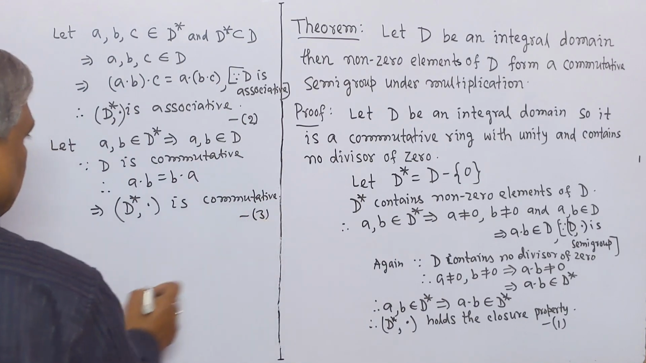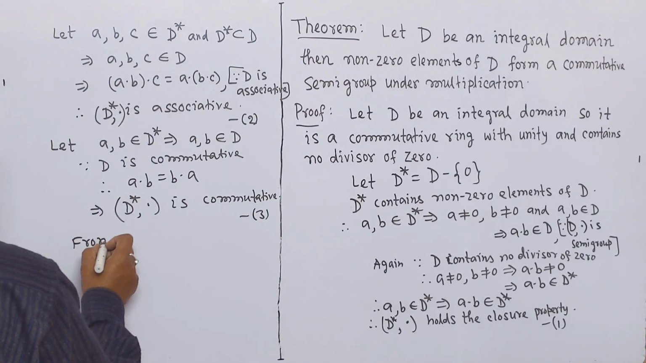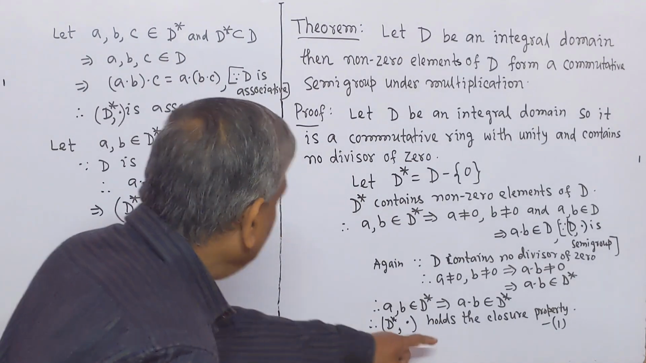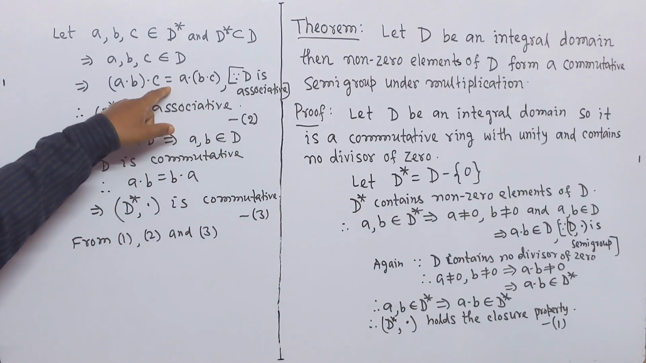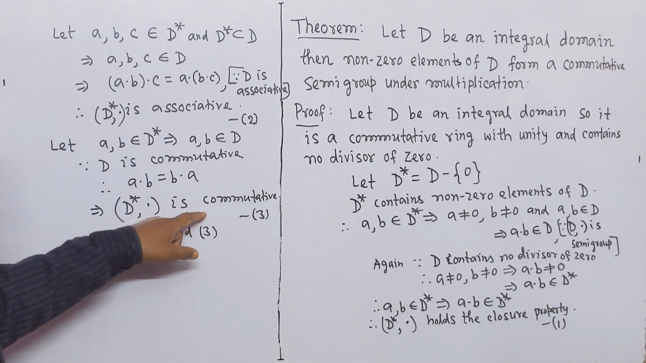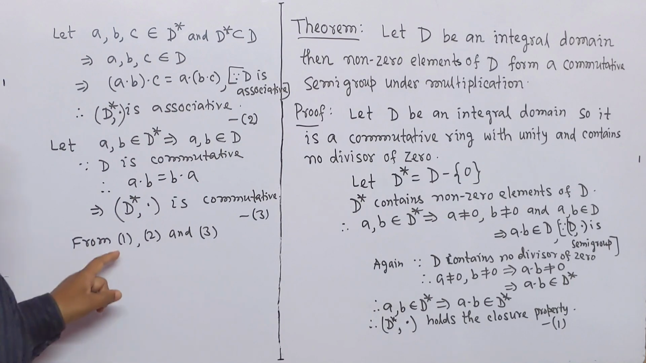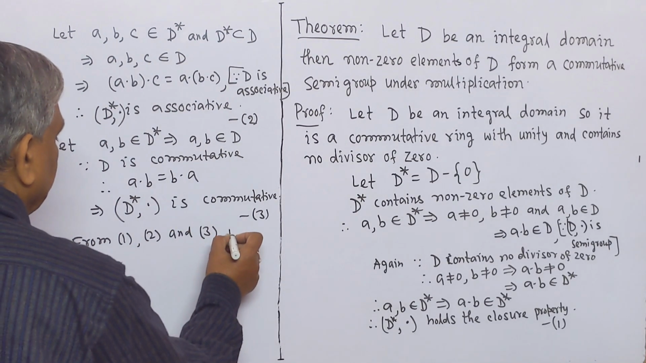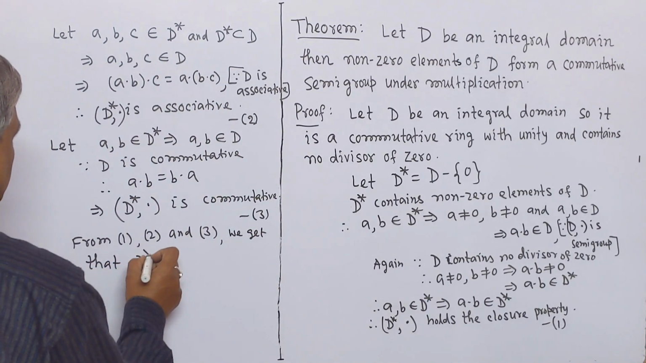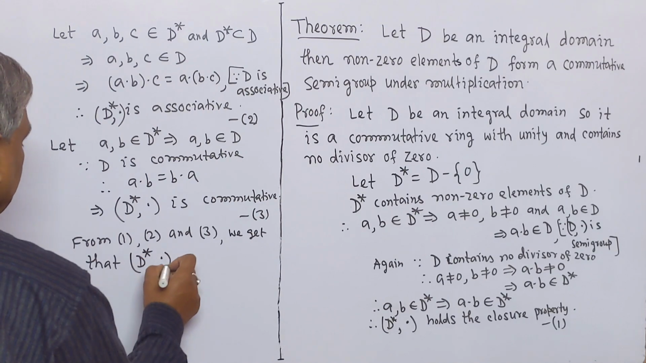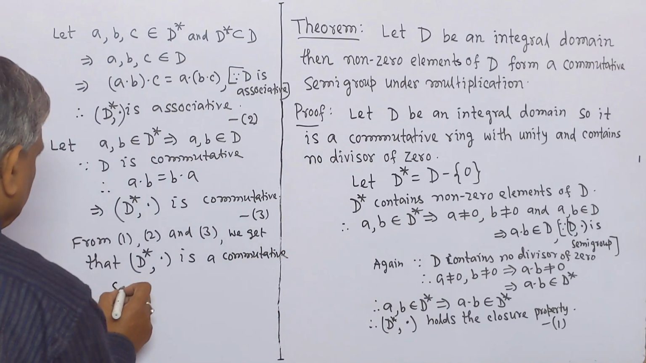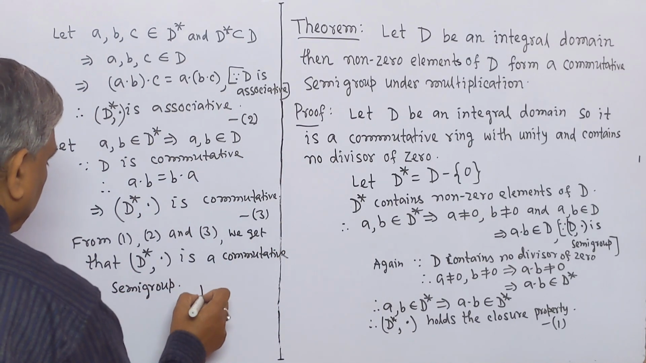This is number 3. From 1 and 2, we get that D star with binary composition multiplication is a semigroup. And here we see the commutative property. Therefore, from 1, 2 and 3, we get that D star with binary composition multiplication is a commutative semigroup. Proved.